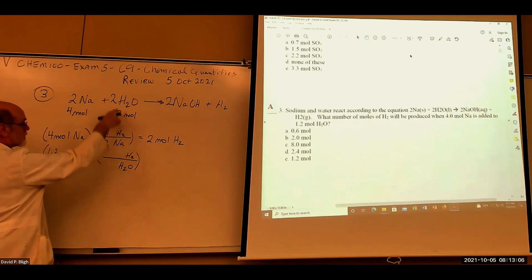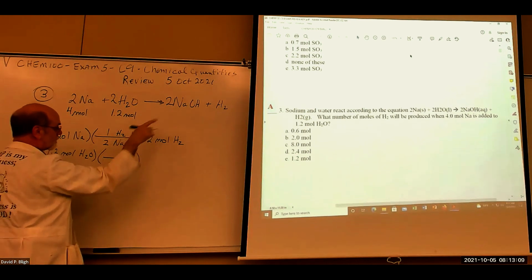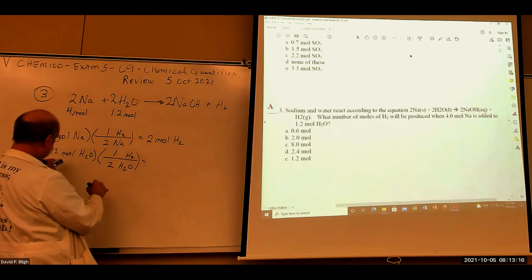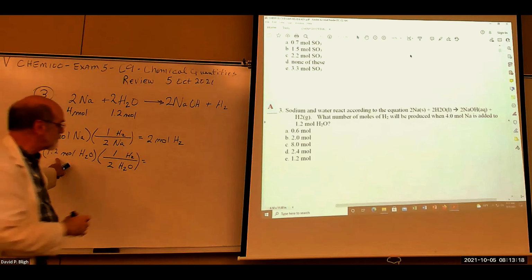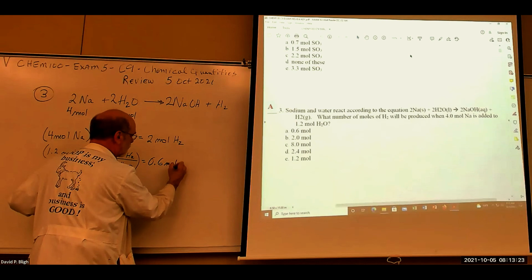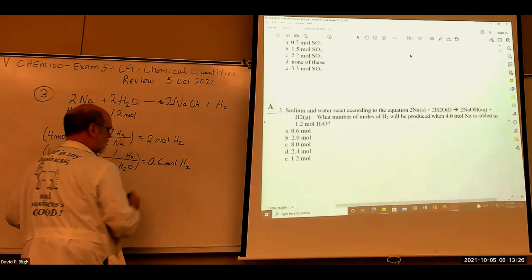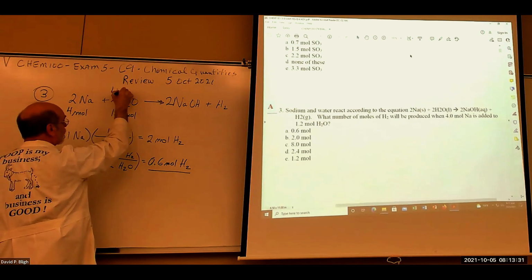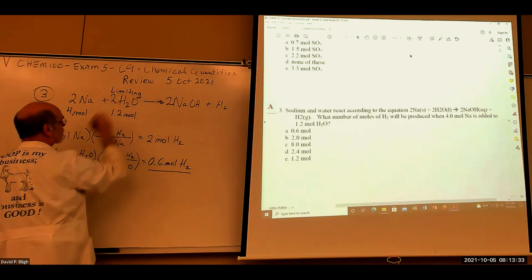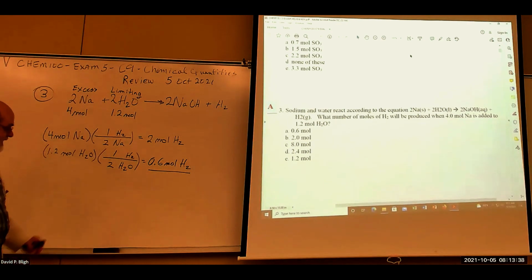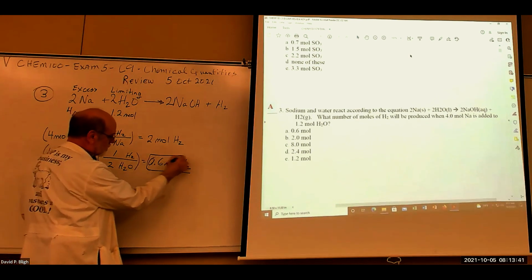The ratio is 2 waters and 1 hydrogen. So that says 1.2 divided by 2 is 0.6 moles of hydrogen. That means this one is limiting, and this one is excess. That means this is our answer.